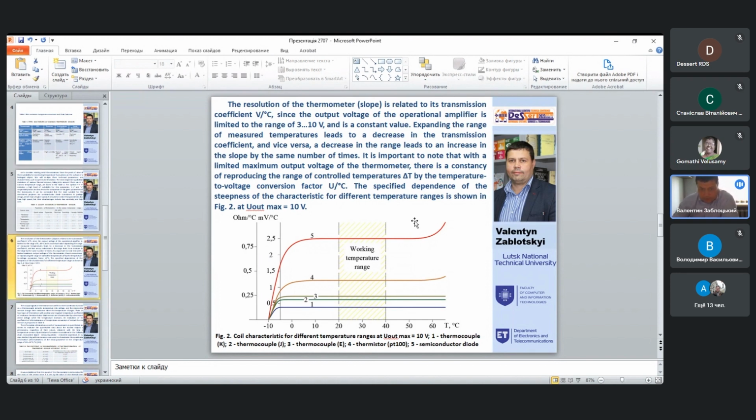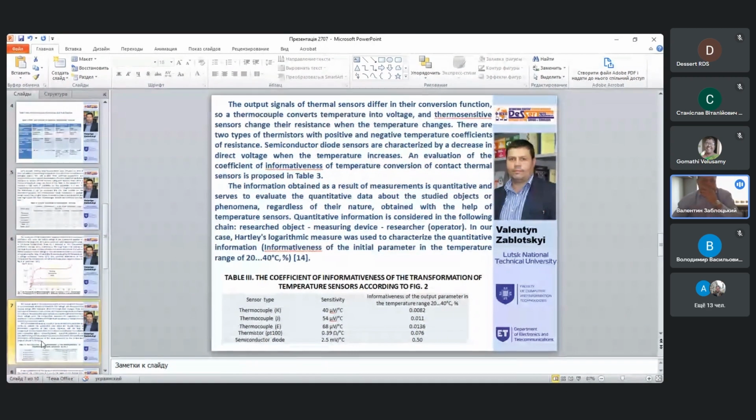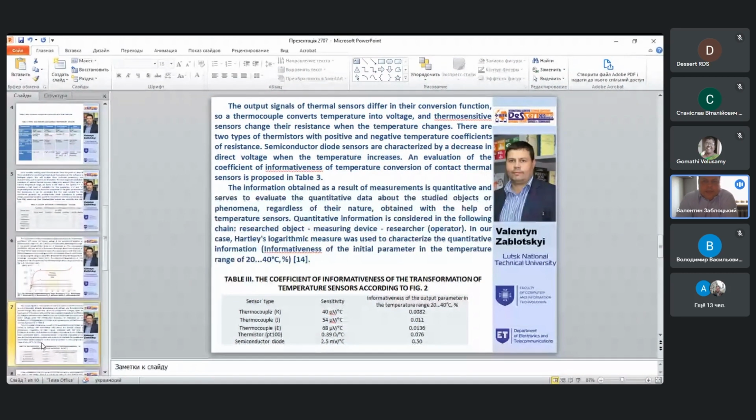You can see in this slide, the output signals of the thermal sensors differ in their conversion function. Thermocouples convert temperature into voltage, and thermosensitive sensors change their resistance when the temperature changes. There are two types of thermistors, with positive and negative temperature coefficient of resistance. Semiconductor diode sensors are characterized by a decrease in direct voltage when the temperature increases.